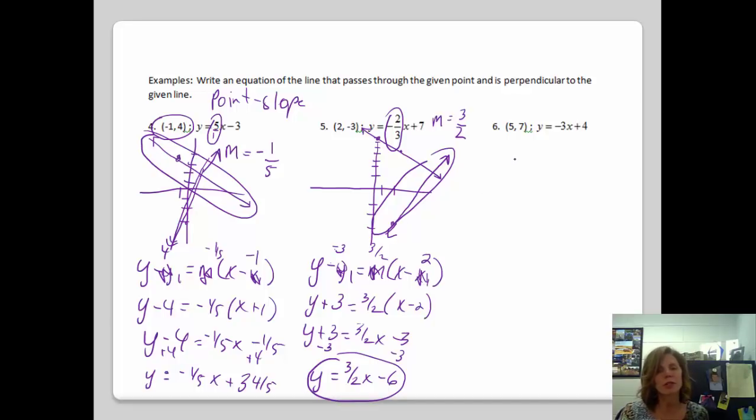Right, I'm going to let you try number 6. You do not need to draw a picture of it. I just want to see if you can find the equation of a line that's perpendicular to it. So please pause the video right now, try it on your own, and then come back and see how you do. Right, hopefully you're back and have an answer.